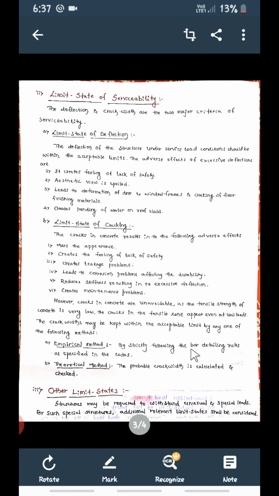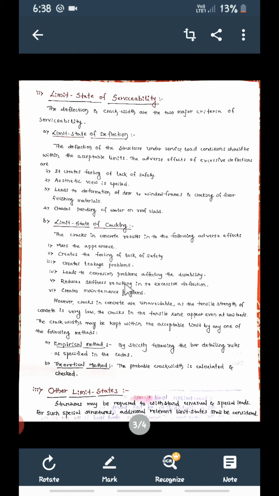By strictly following the bar detailing rules as specified in the code book. In the IS 456 2000 code book, we are going to see how to overcome the problems or how to calculate the crack width using this empirical method. Then the second, the theoretical method: the probable crack width is calculated and it will be checked. Both things we're going to see in the next chapter.